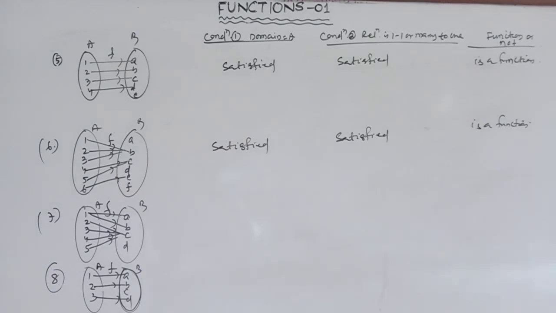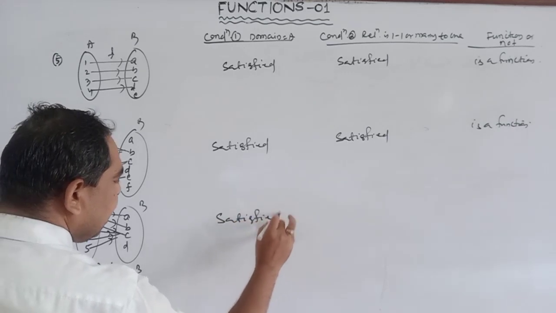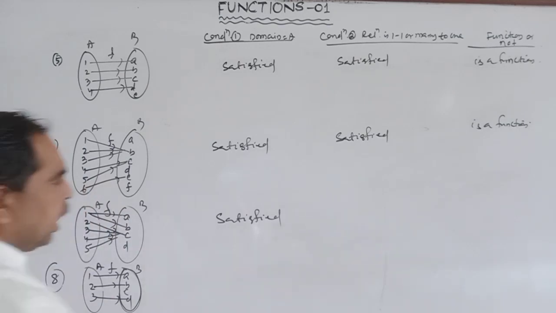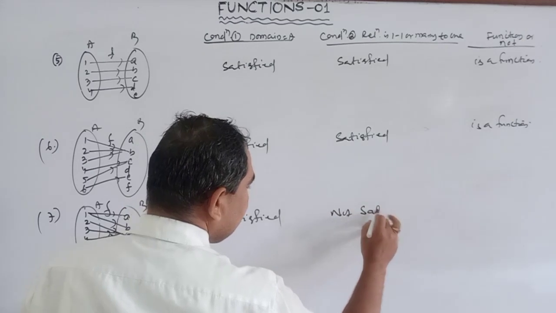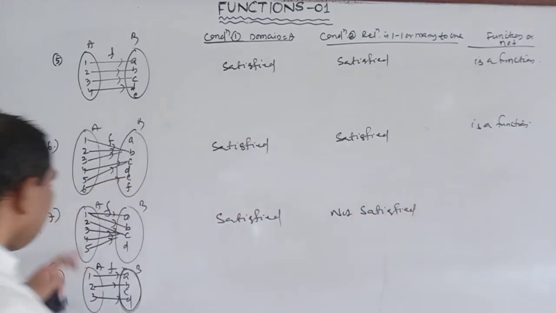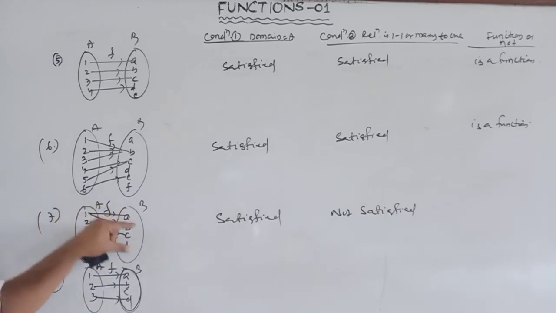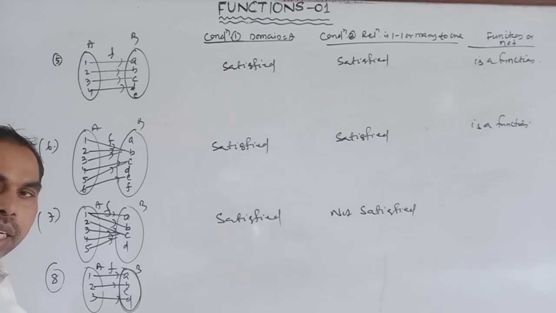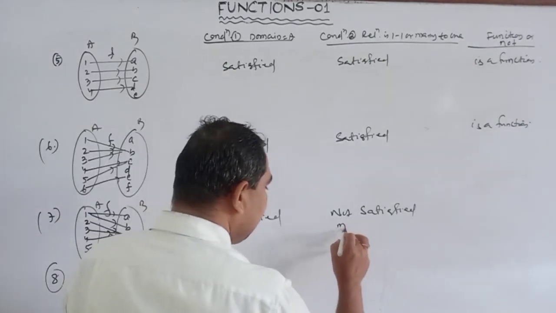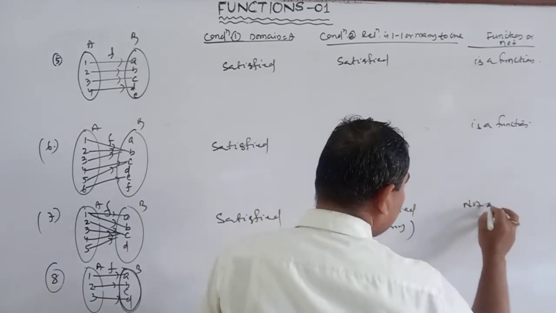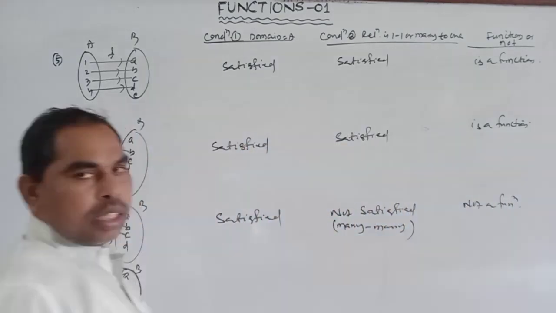Next, question number 7. Condition 1 is satisfied because every element of set A is related to the elements of set B. Condition 2 is not satisfied, because 1 is related to both A and B, and 2, 3, 4, 5 are related to C. That's why it is 1 to many and many to 1, which is called a many relation. So it is not a function.